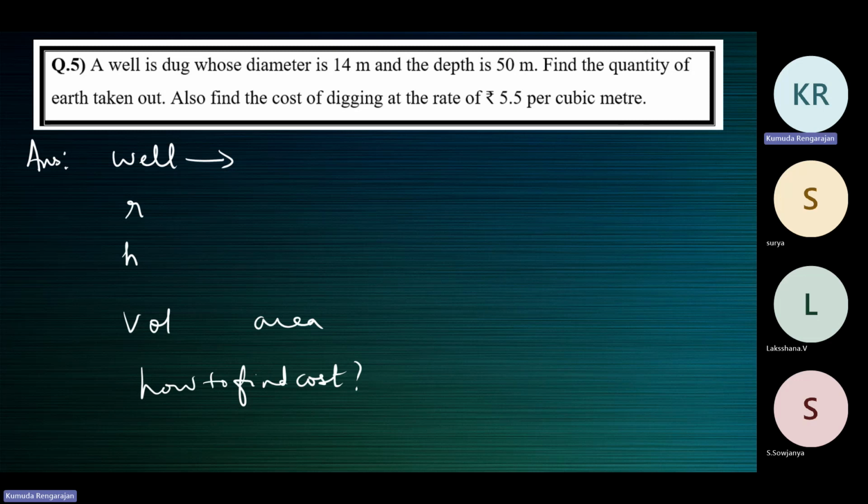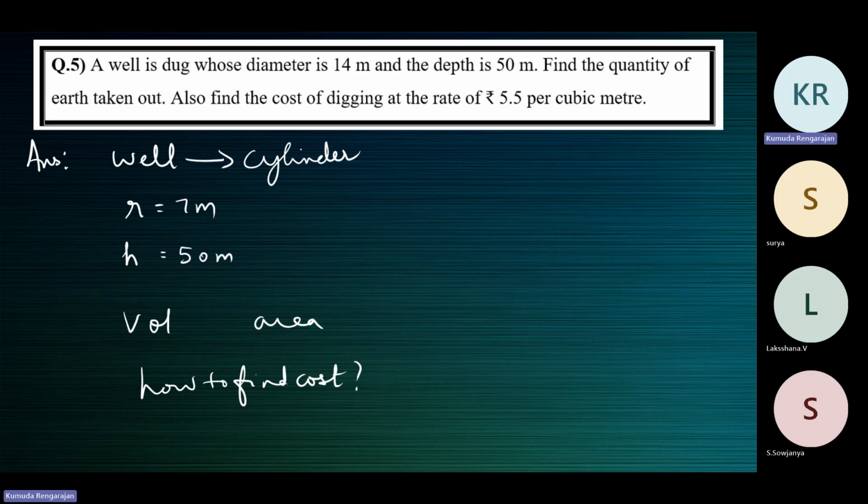Ready? Now does the well represent a cube, cuboid, cone, cylinder? What is it? Ma'am, a cylinder open at the top. Correct, it's a cylinder. What are the values of R and H? Ma'am, R is 14/2, which is 7 meter, and H is 50 meter. Very good.